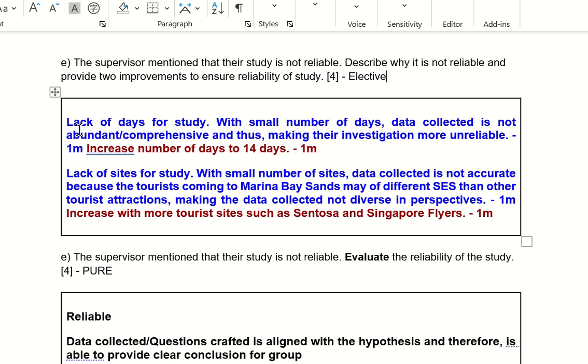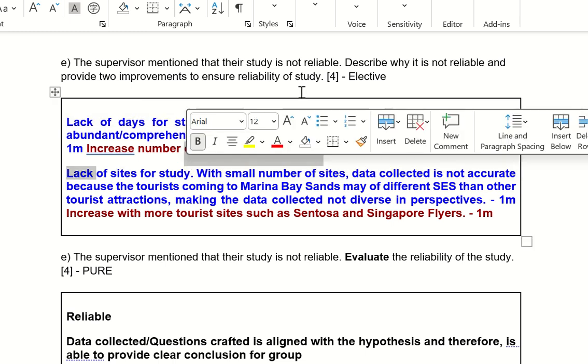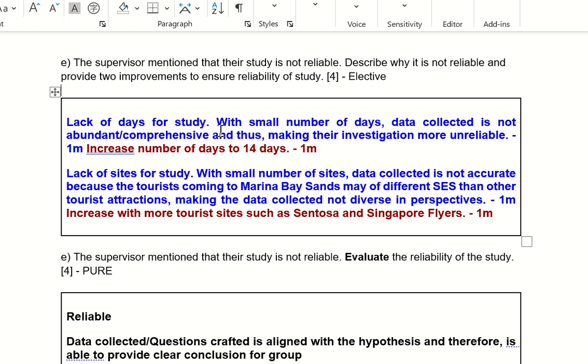So for elective, this is not reliable because of lack of days of study and also lack of sites of study. Okay, so when I talk about lack of days, with the small number of days, the data collected is not abundant, not comprehensive, thus making the investigation more unreliable. And then you have to provide two improvements, right? So you can increase the number of days by 14 days.